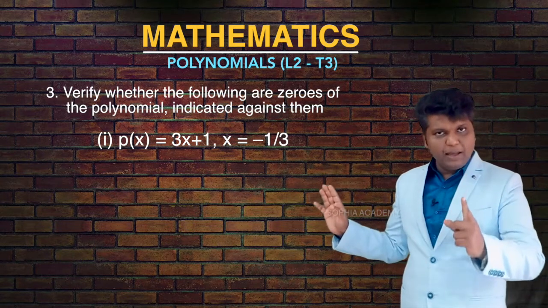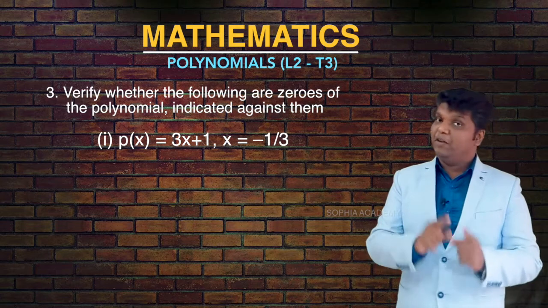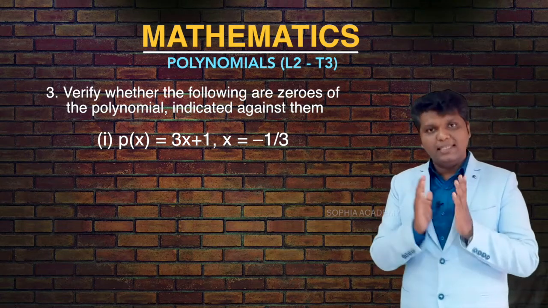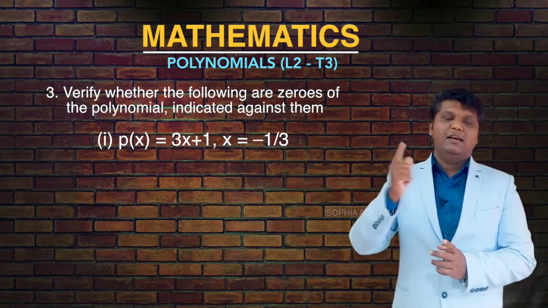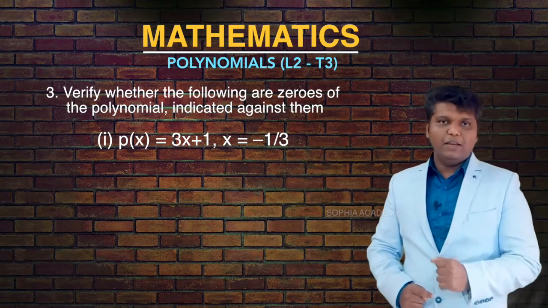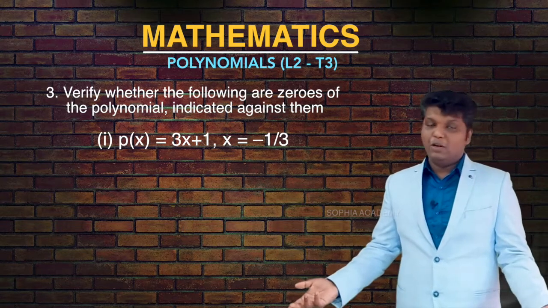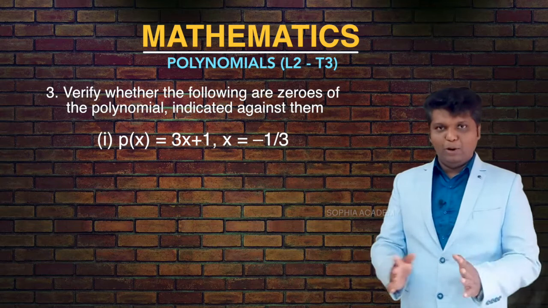And if P of minus 1 by 3 is 0, if the value of P of minus 1 by 3, after solving, you got it as 0, then we will say yes, minus 1 by 3 is the 0 of the given polynomial. If it is not, then we will say no, this is not the 0 of the given polynomial. So that is the way.